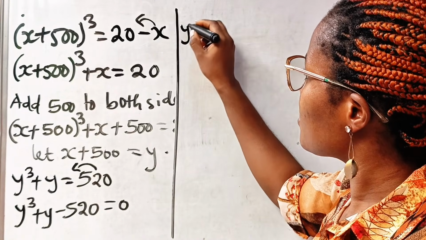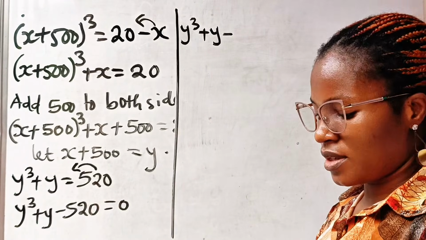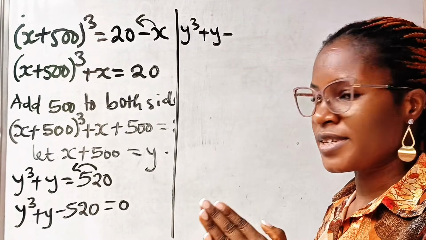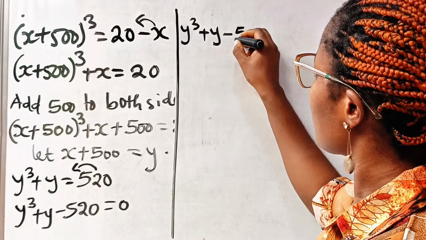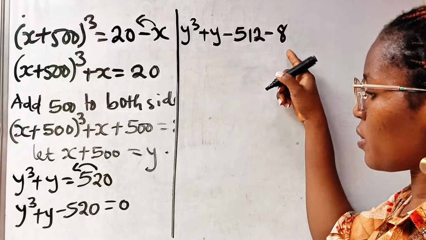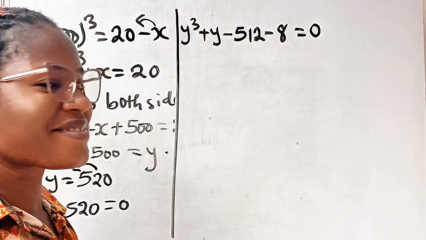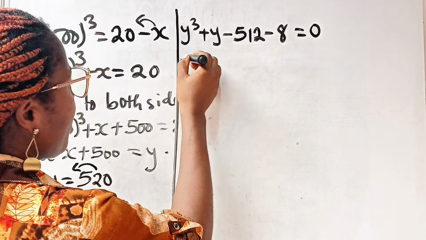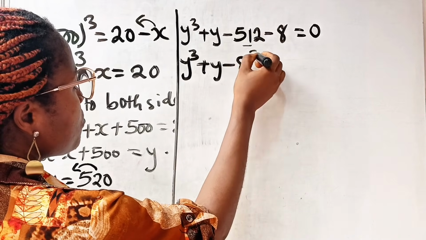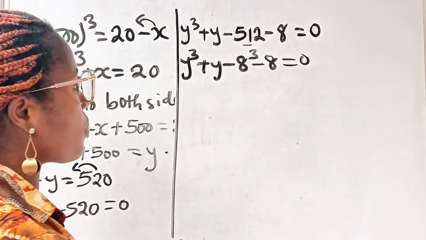So I have y to the power of 3 plus y. This 520 is the same thing as 512 plus 8. Okay. So we have 512 and 8. Minus 520 is the same thing as minus 512 minus 8. Okay. Is equal to 0. Let's continue. We have y to the power of 3 plus y minus, this is same thing as 8 to the power of 3. Okay. Take away 8 is equal to 0.